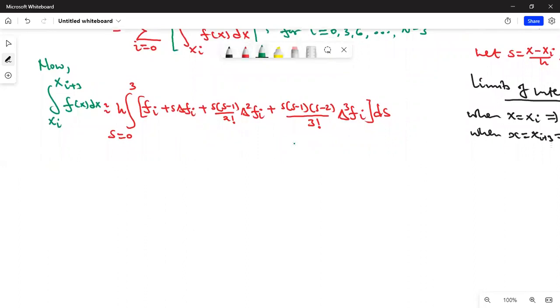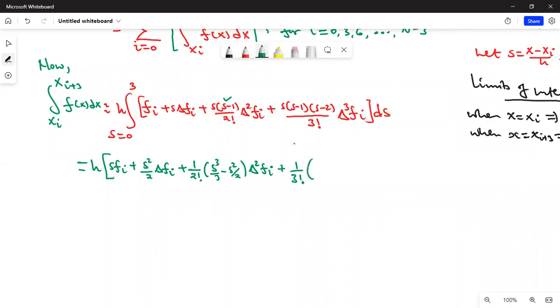So this integral will now give us h, then here we'll have s fi plus s squared over 2 delta fi plus, remember this is the same as 1 over 2 factorial times, this is s squared minus s. When you integrate, you get s cubed over 3 minus s squared over 2 delta squared fi, then plus 1 over 3 factorial.